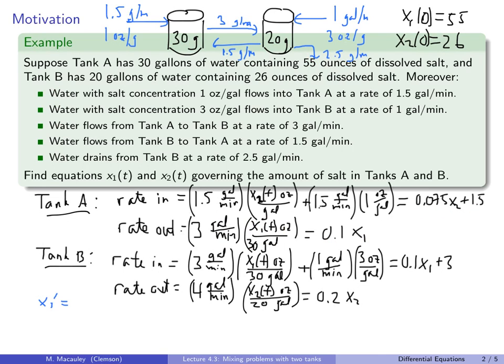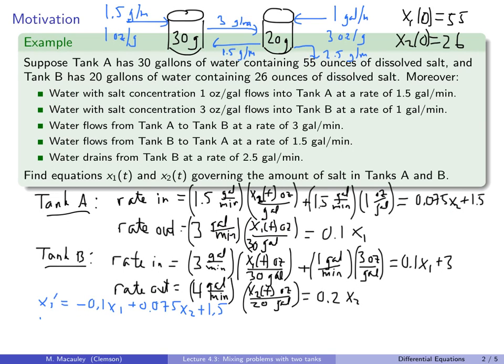Let me organize this. So I'm going to write this as negative 0.1 x1 plus 0.075 x2 plus 1.5. I wanted to write my x1 before my x2, so it's rate in minus the rate out.